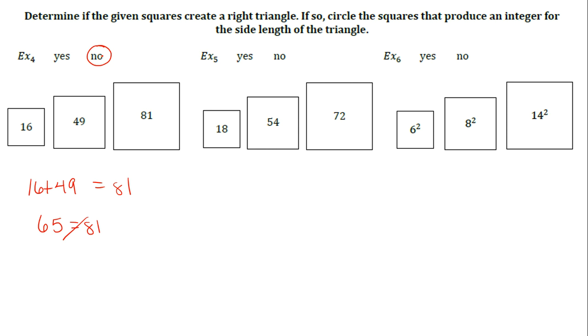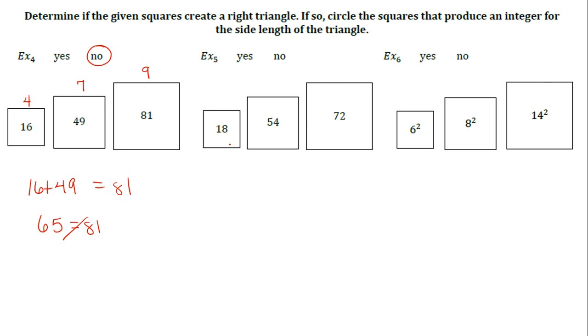The next thing that it asks is, if it did, then we would circle the squares that would give us an integer for the side length of the triangle. So this does not give us one, but just to give you an example, if I take the square root of 16, I get 4. So that would give us an integer. The side length of this square is 7, and the square root of 81 is 9. So these 3 squares are perfect squares, but they just don't provide the right triangle.